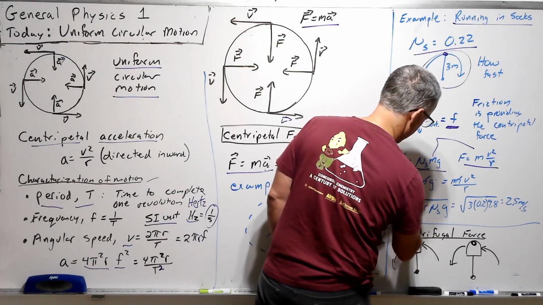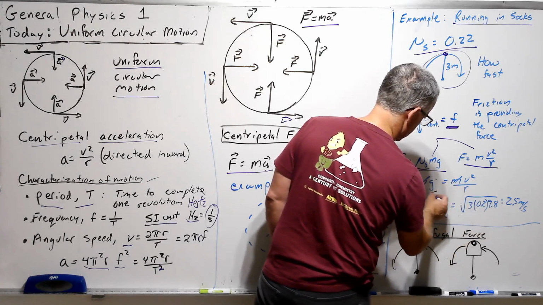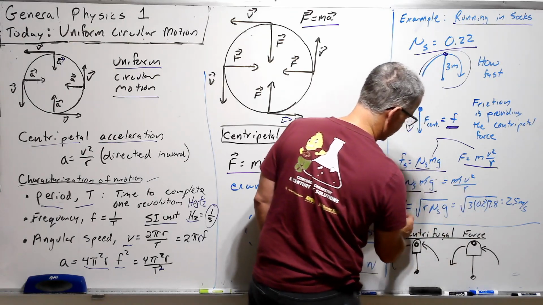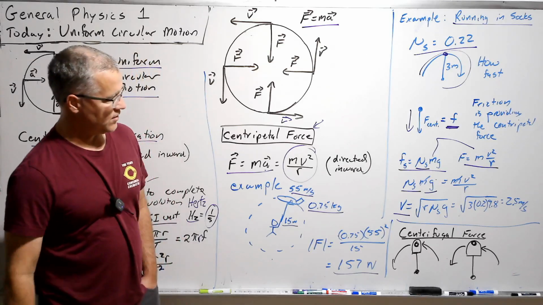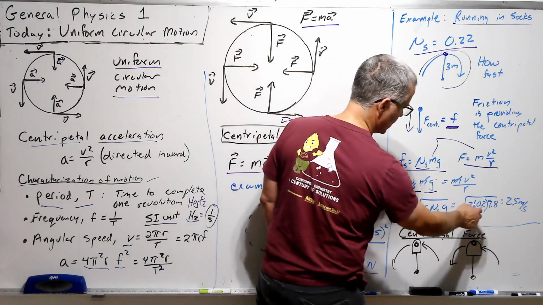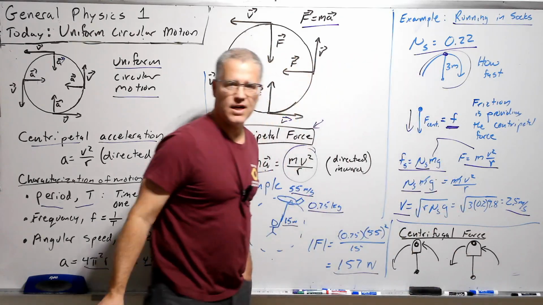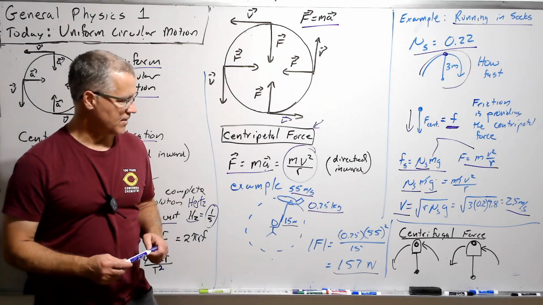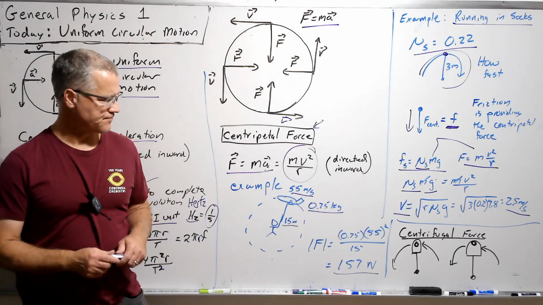So we have mu g equals v squared over r. We can solve for v squared and then take the square root. And so we get this. Plugging this in, we get 2.5 meters per second. So you can, again, check my arithmetic there.